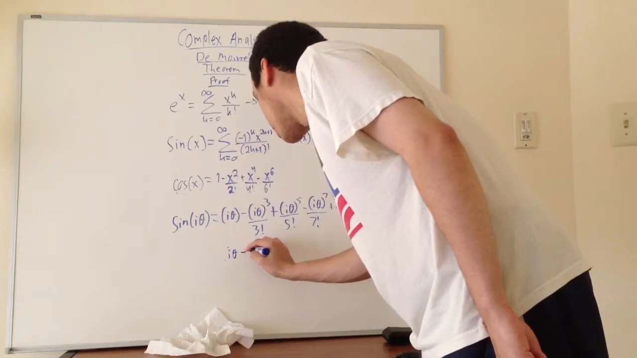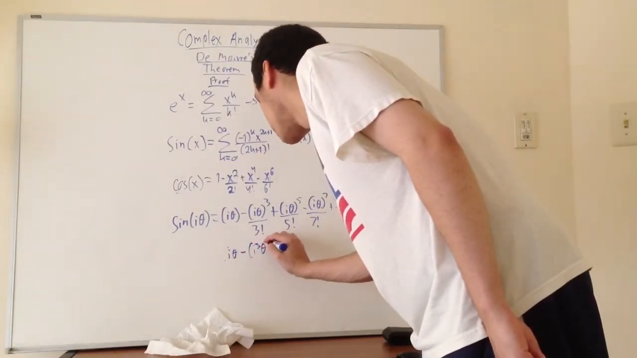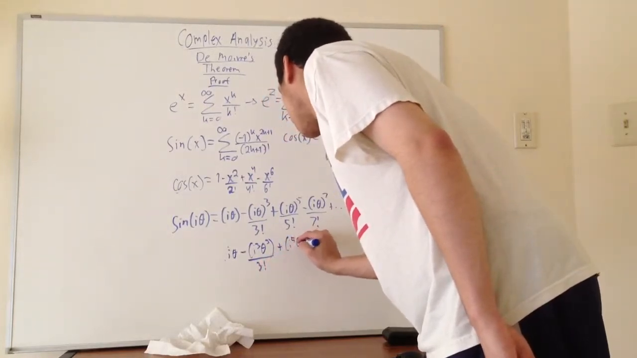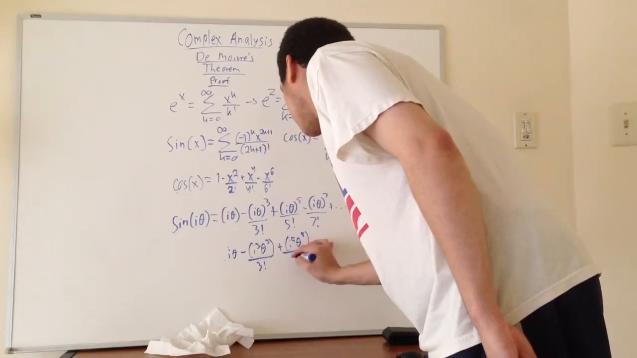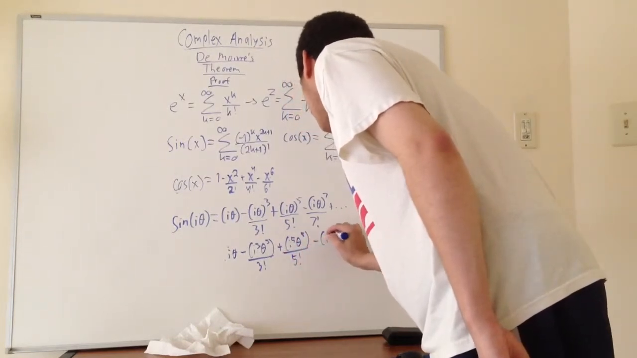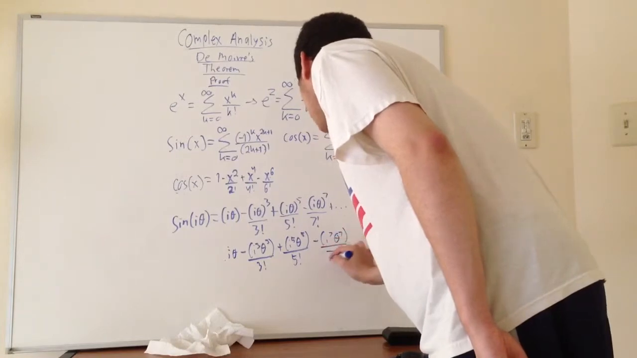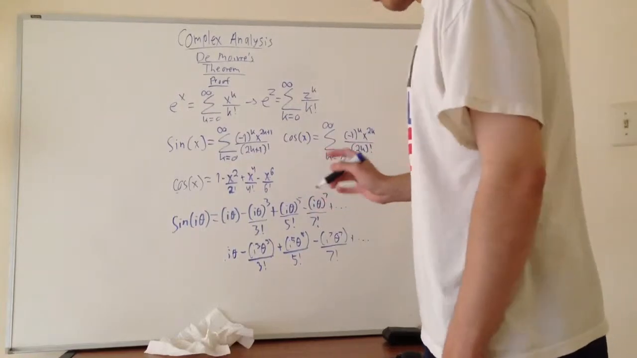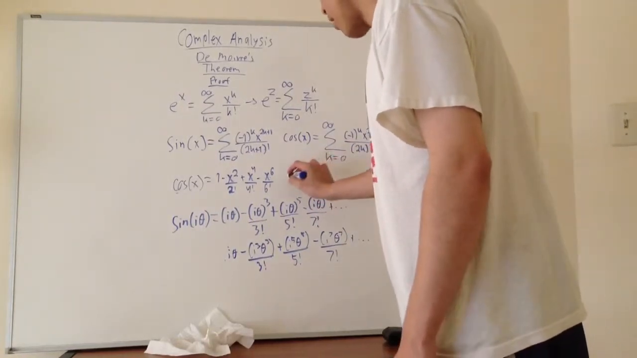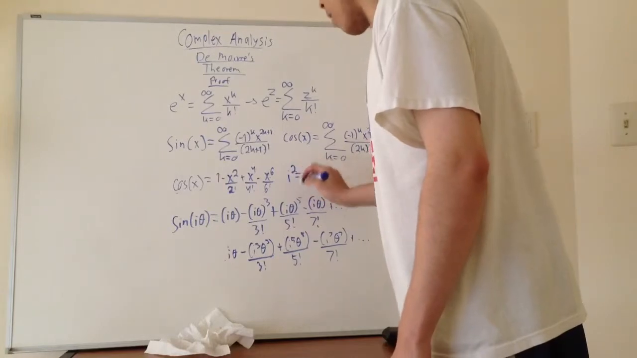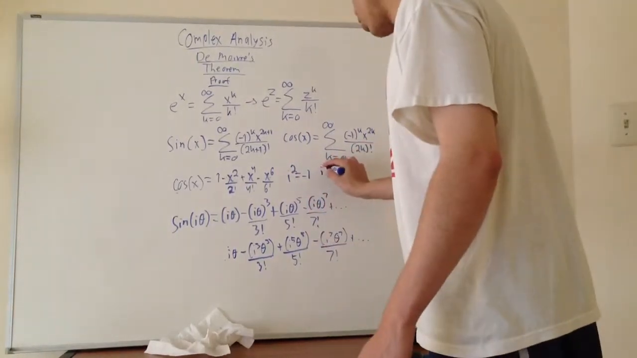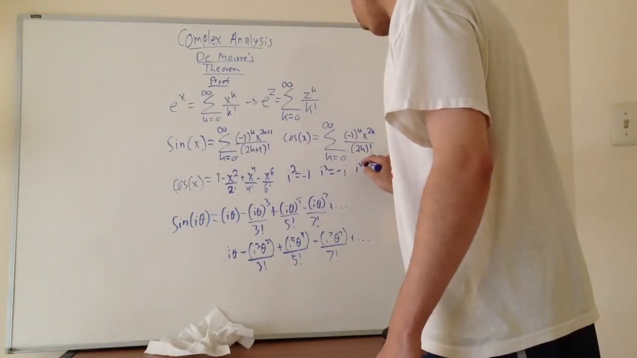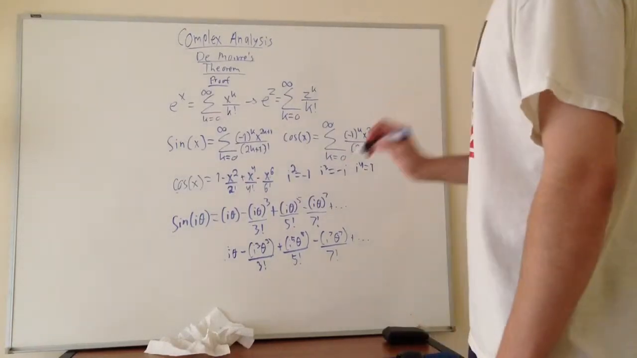And so here we're going to have minus i cubed theta cubed over 3 factorial plus i to the 5th theta to the 5th over 5 factorial, and then of course minus i to the 7th theta to the 7th over 7 factorial, and so on. Now, an interesting property of complex numbers is that i squared equals -1, which I already talked about, i cubed is equal to -i, and then i to the 4th is equal to 1.